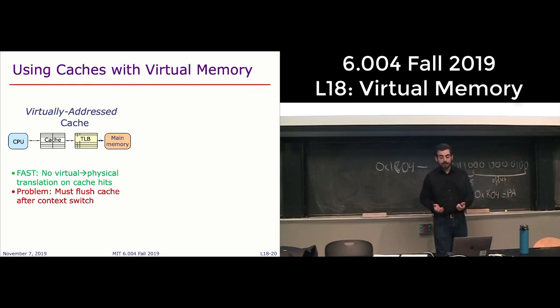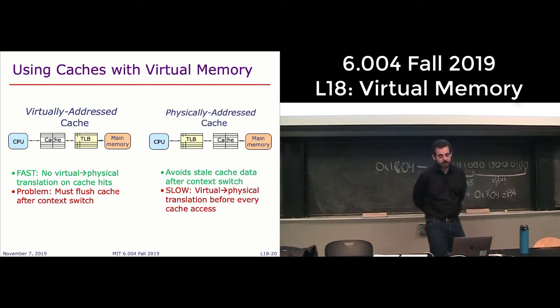This is great because most of the time, we'll be getting cache hits and we won't even be touching the TLB. We won't even need to do translations. But the problem here, just like we needed to flush the TLB, is that we need to flush the cache every time we have a context switch. And this is very expensive. If flushing the TLB was kind of expensive, this is really something we want to avoid.